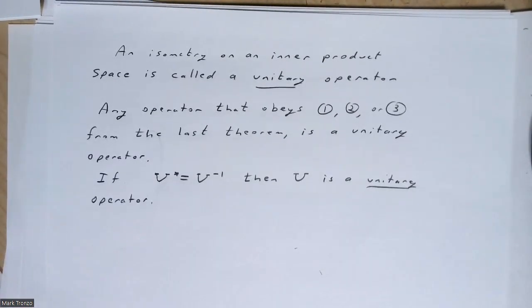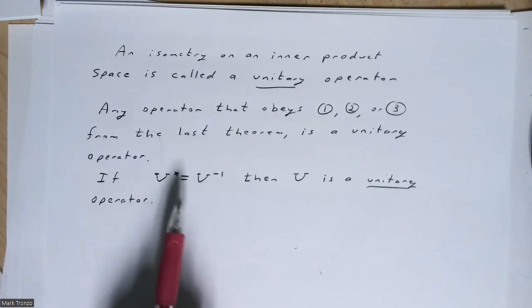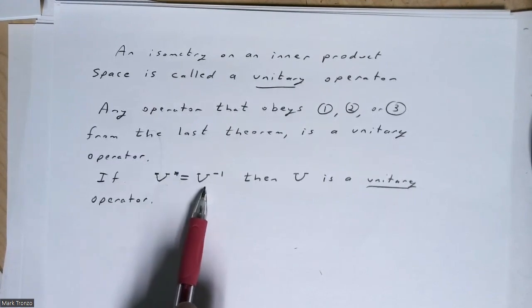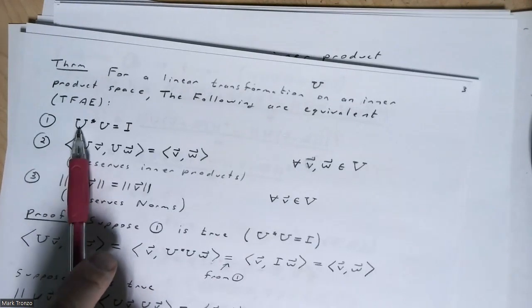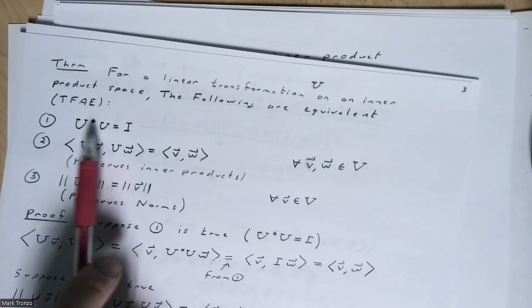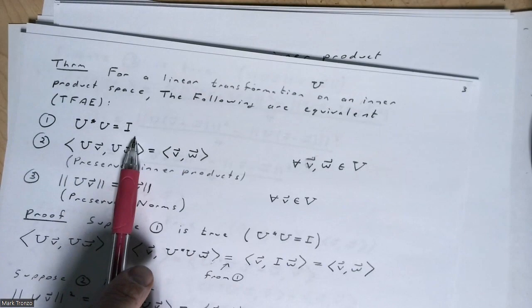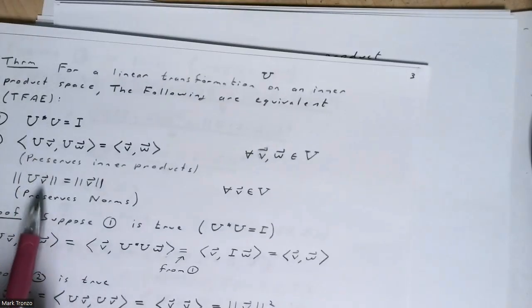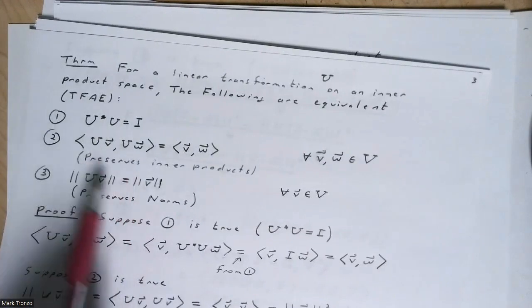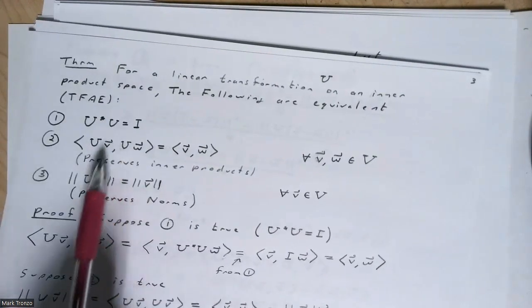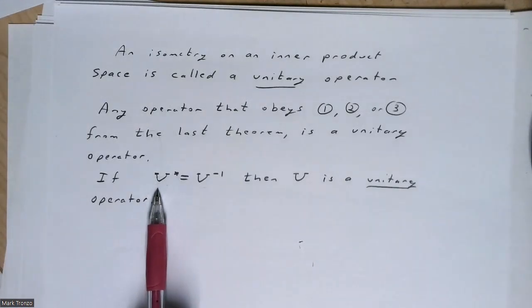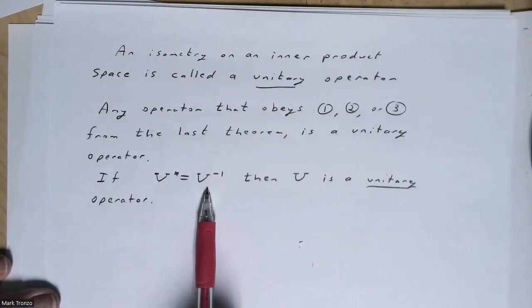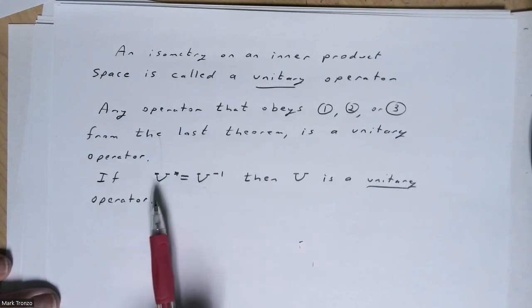Because once again, if you have that U adjoint is equal to the inverse, then that's going to give you that the adjoint times U is I, so you'll have that, and then you'll have all the others. So really, any one of these three implies all the others, therefore it's a unitary operator. Or if you have the adjoint of U is equal to the inverse, it's a unitary operator.